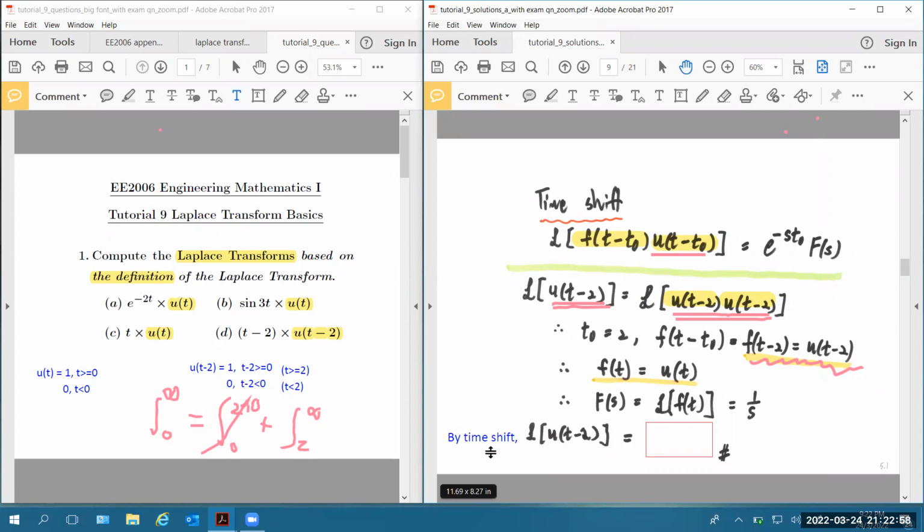So therefore, by your time shift, now you know your F(s) is 1 over s, right? Then over this side, your t naught is 2, right? So that is why you get this. Is it okay? All right, so I hope this is clear to you.